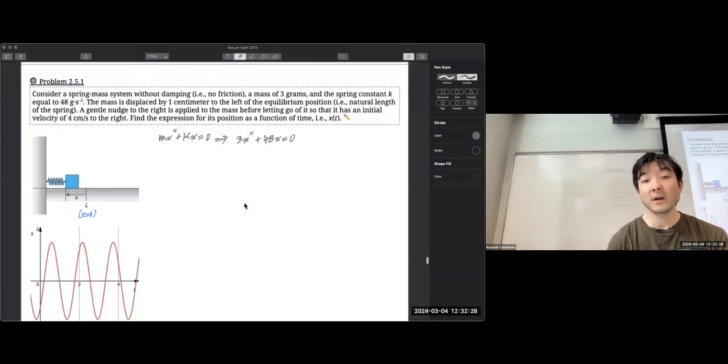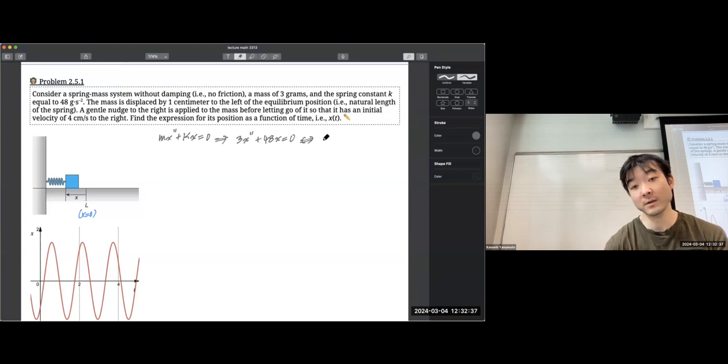So this is a homogeneous second order differential equation. You could divide everything by 3. You're allowed to do something to everything if you do it to every single term. So if you divide everything by 3, then 48 divided by 3 is 16. And so you have this.